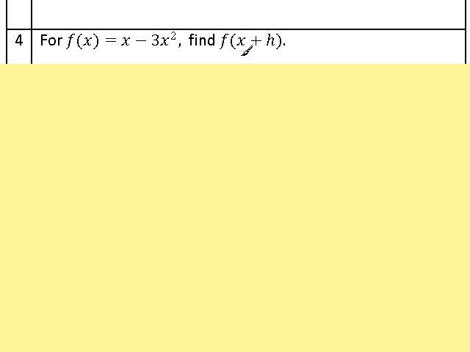Right, number 4, we want to find f of x plus h. So we're just going to substitute in here, here, and here, x plus h. So f of x plus h is equal to, here we have x plus h, minus 3, and here we have x plus h squared. Okay, I'm going to just simplify this.